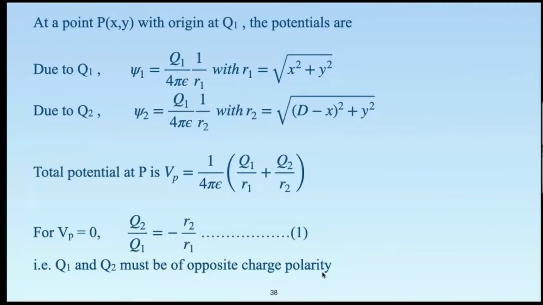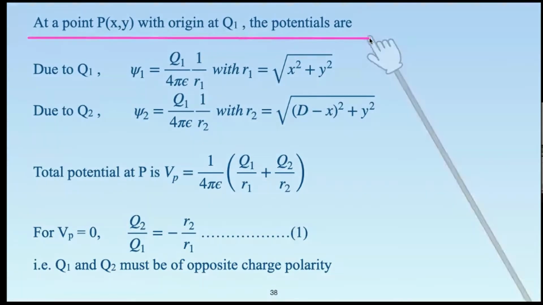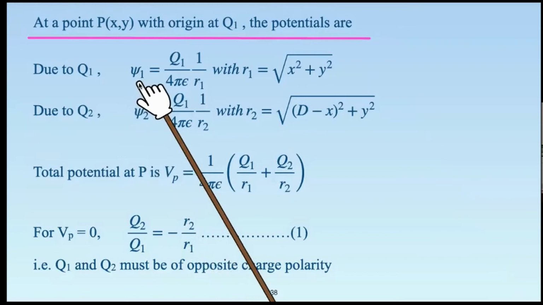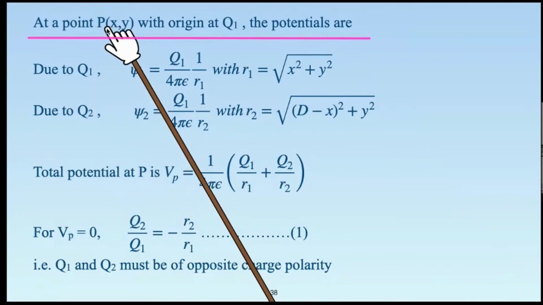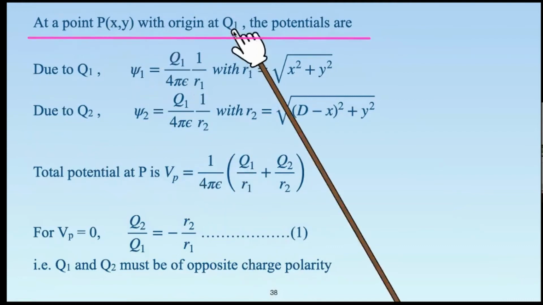So first and foremost, at point P(x, y), with origin at charge Q1. Charge Q1 means the charge on the left hand side, the high voltage source charge. The potentials due to Q1 and Q2 can be expressed as psi1, the potential due to Q1 at point P. Point P will experience potential due to both the charges Q1 as well as Q2.